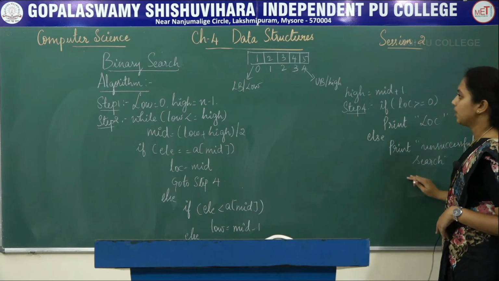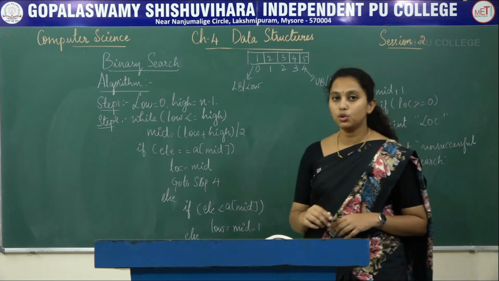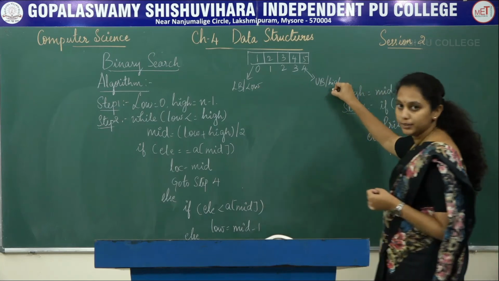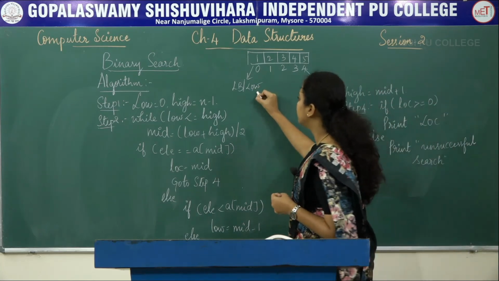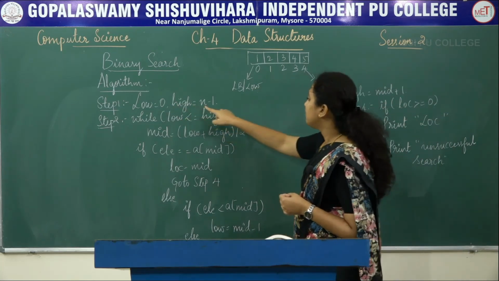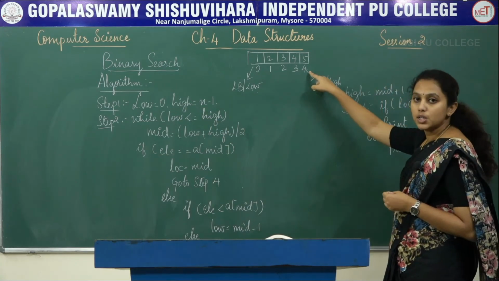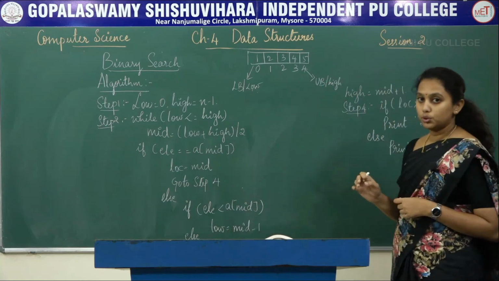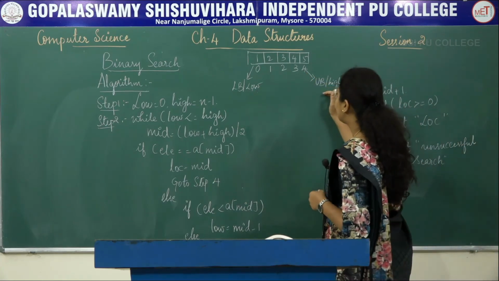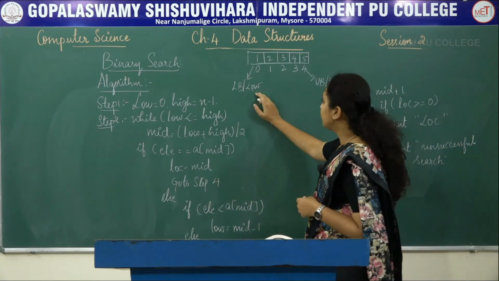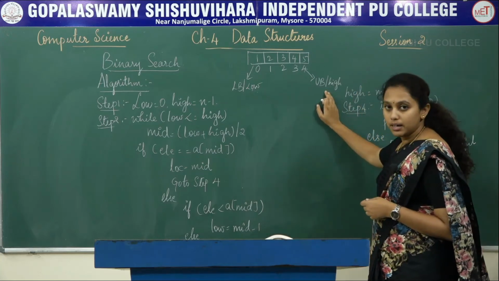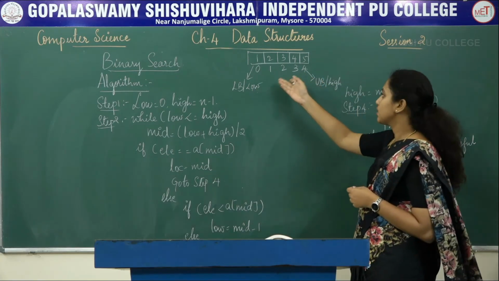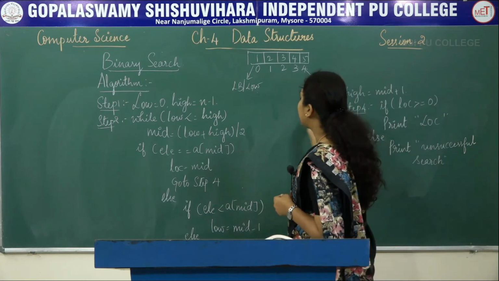So in binary search, what we have to do? First we have to note down the low and high value. What is the low and high value? The value of low is 0 and the value of high is n minus 1. Then to find the mid element, what we have to do? If low is less than or equal to high. So here the value of low is 0 and the value of high is n minus 1, that is 4, hence 0 is less than or equal to 4, hence we have to find the mid term.